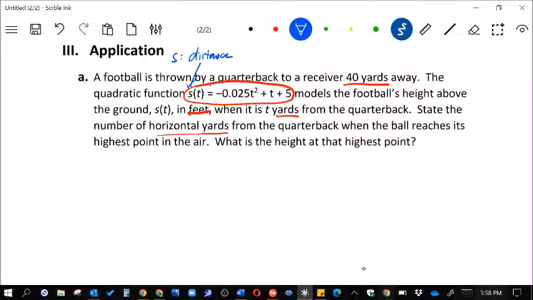So what's happening here is there's a quarterback who, farther down the field, wants to throw to a receiver and throws the ball to the receiver, who hopefully catches it. And there's a highest point here. And what we want to know is what's that height. And we also want to know how many yards it is to get over here. So we want to know this distance, x yards. Okay. And this one in feet.